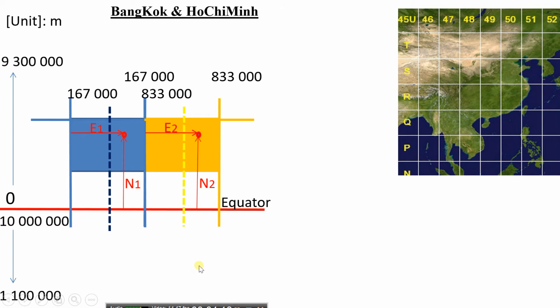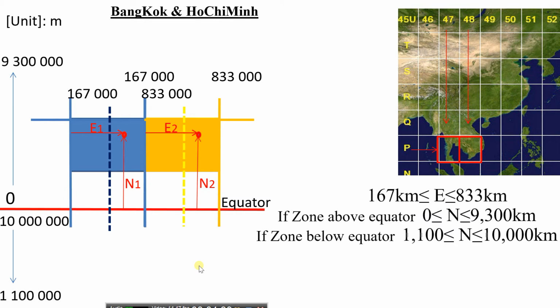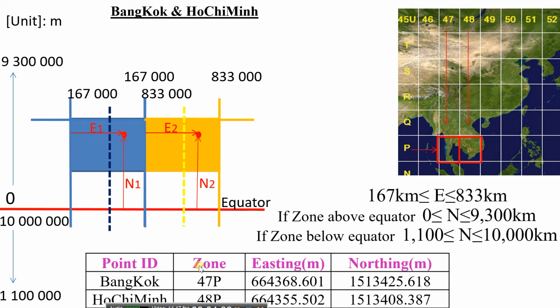So let's see another example: Bangkok in Thailand and Ho Chi Minh City in Vietnam. Let's say this pin is for Bangkok, right? And this is for Ho Chi Minh, right? You see? You can see from here, and finally we have the data. That's why you see they are different zones, but maybe at some point we have the same easting and northing, right? Because, as I told you, all the corners of each square start from 167,000 up to 833,000.